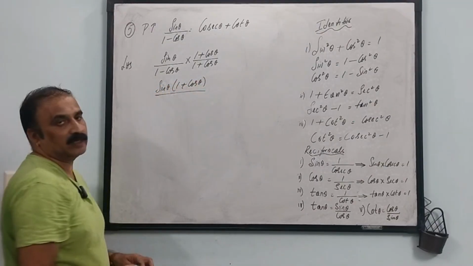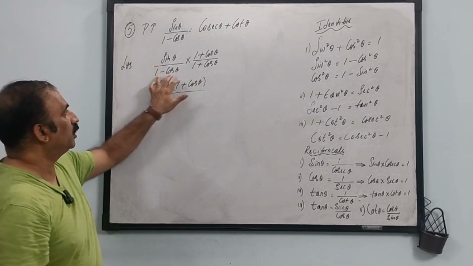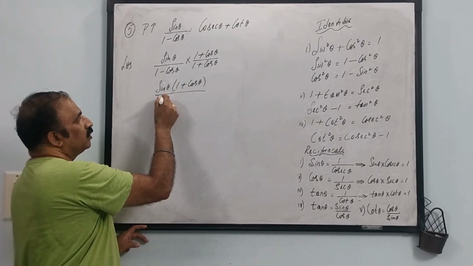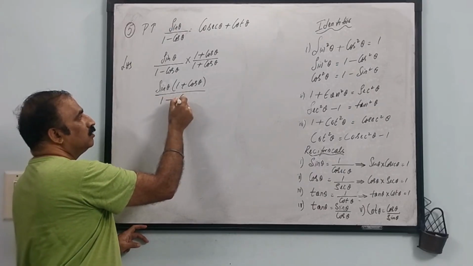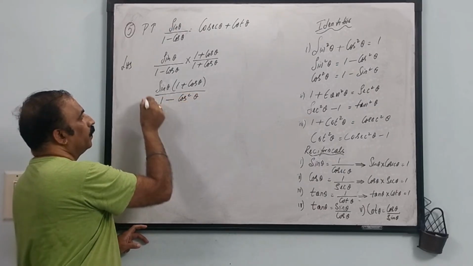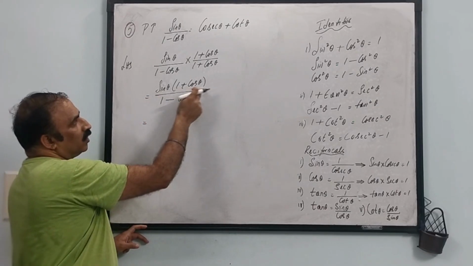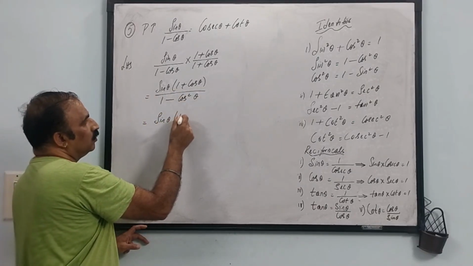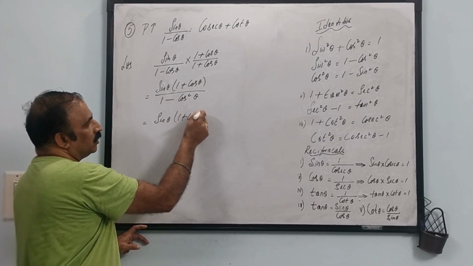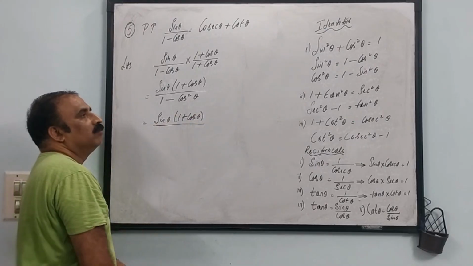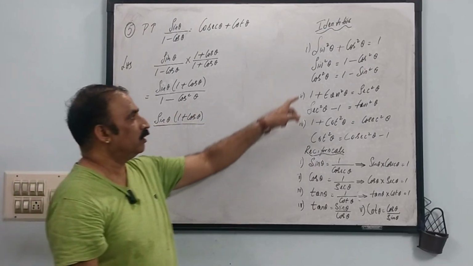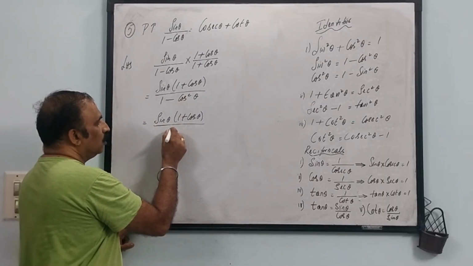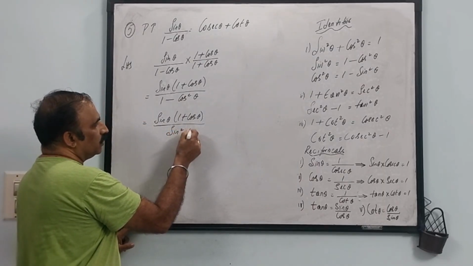Now the denominator, as we saw in the last problem, is in the form of (a minus b) into (a plus b), that is a square minus b square. A square is 1 square, that is 1, minus cos square theta. To continue, we don't have anything in the numerator to change: sin theta into 1 plus cos theta. Denominator 1 minus cos square theta, according to the first identity, is equal to sin square theta. So the denominator, I can write it as sin square theta.